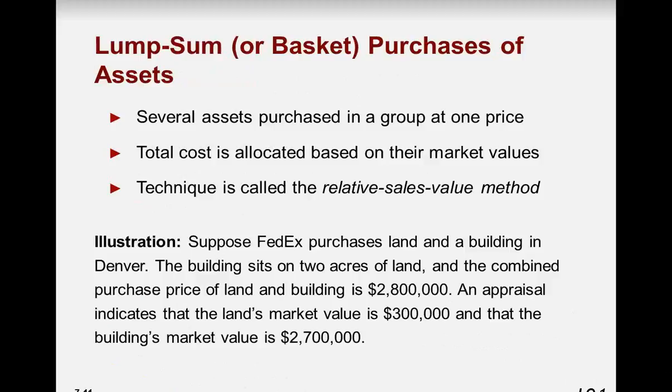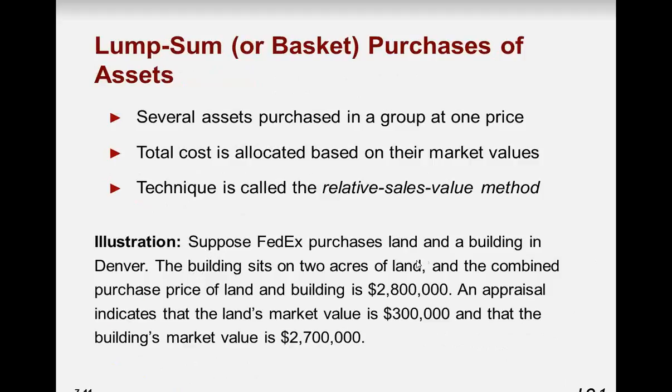A lump sum or a basket purchase is when we bought several items at the same time. So we have to allocate their costs based on their market values. This is called the relative sales value method, and it's just a little unique calculation. This is one of the things that I tell my students: this isn't accounting that's tripping you up. This is math, because there's nothing accounting about it. It's just knowing how to do math.